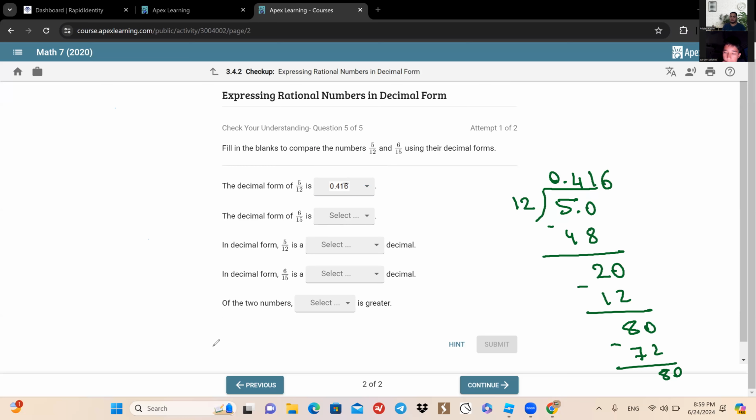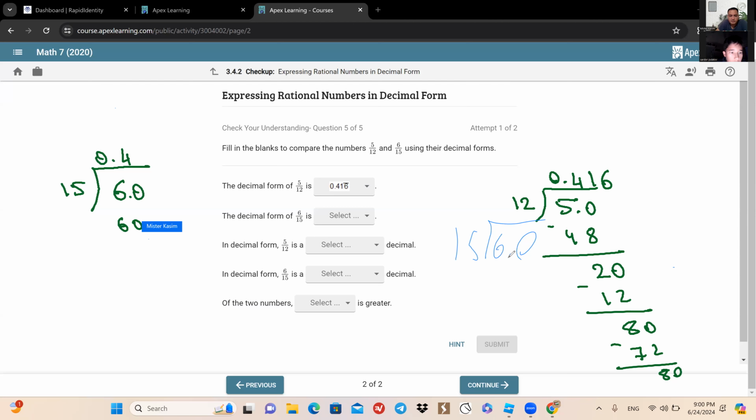6 divided by 15. What is it? No, don't look at the answer. Let's do it. First, we draw this line, right? Horizontal line and curve here. You are dividing 6 by 15, right? 6 we can't divide, so we need 0 here. 60 divided by 15 is 4. 4 times 15 is 60, right? And subtract, it is 0. It stops here.